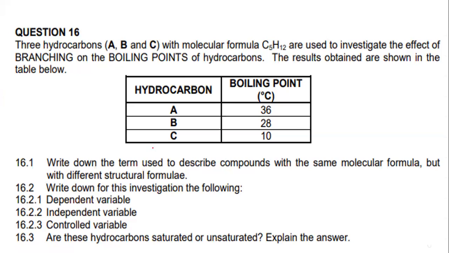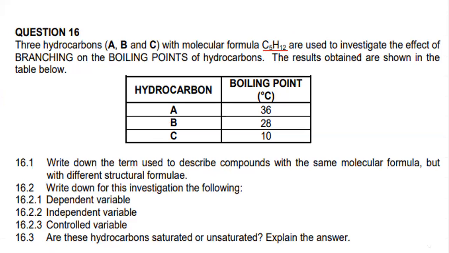Now, my dear learners, we are being told that three hydrocarbons, which are named A, B, and C, they all have a molecular formula C5H12. In other words, all these hydrocarbons A, B, and C, they have 5 carbons and 12 hydrogens in their molecule, in their structure.